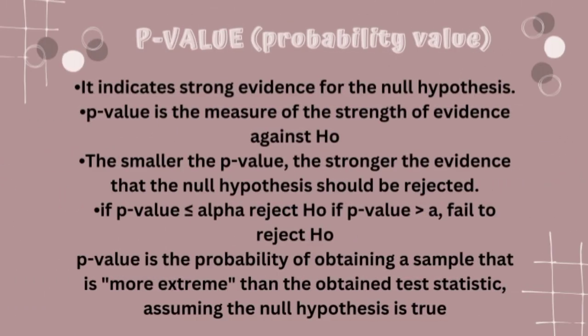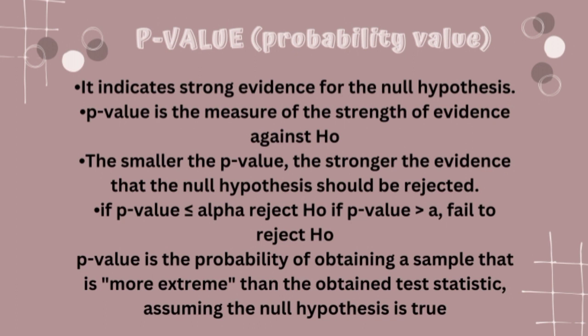Let's know more about p-value. P-value is the measure of the strength of evidence against the null hypothesis. So the smaller the p-value, the stronger the evidence that the null hypothesis should be rejected. As I mentioned earlier, if p-value is less than or equal to alpha, you reject the null hypothesis. If it is greater than alpha, you fail to reject the null hypothesis. If alpha is not given, use 0.05 as the threshold.